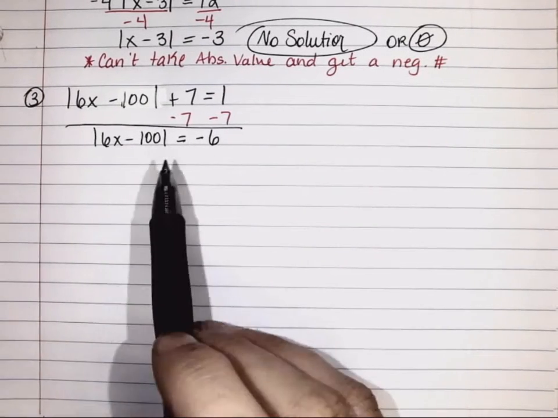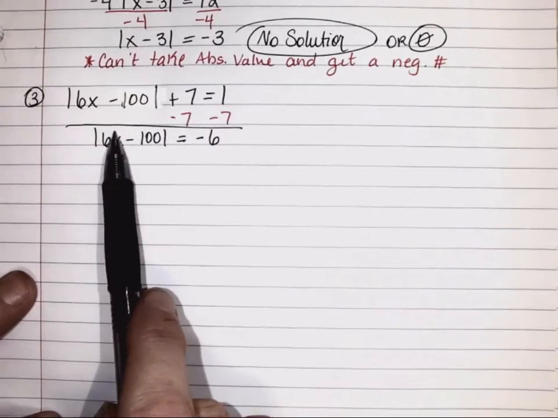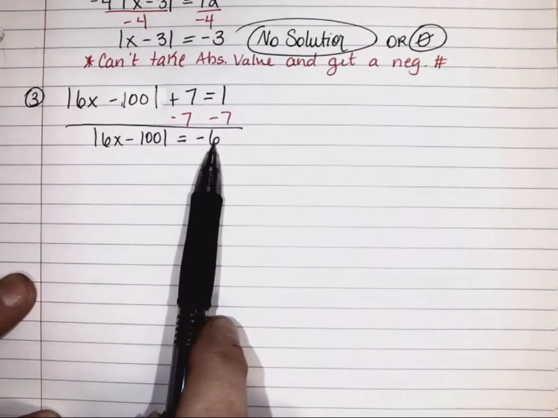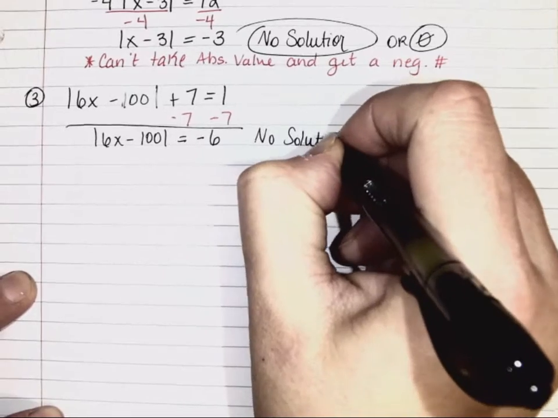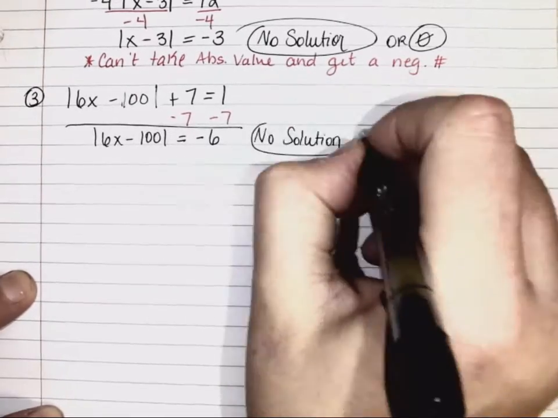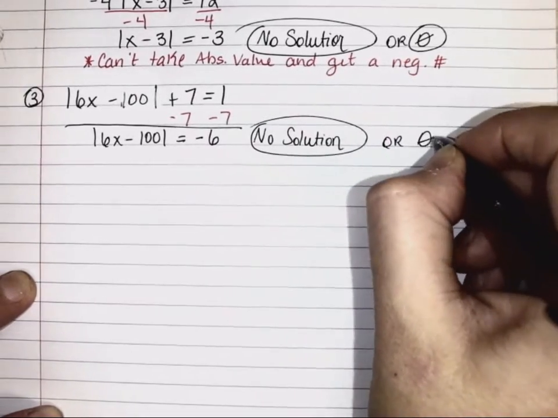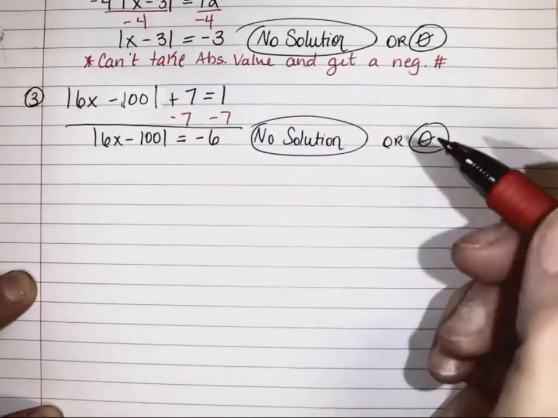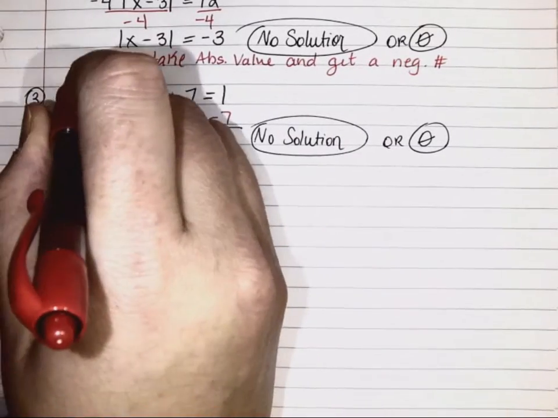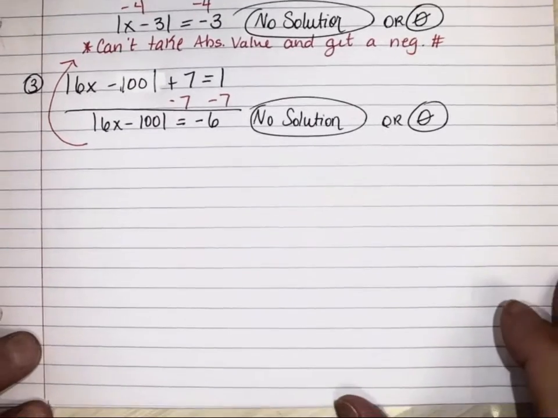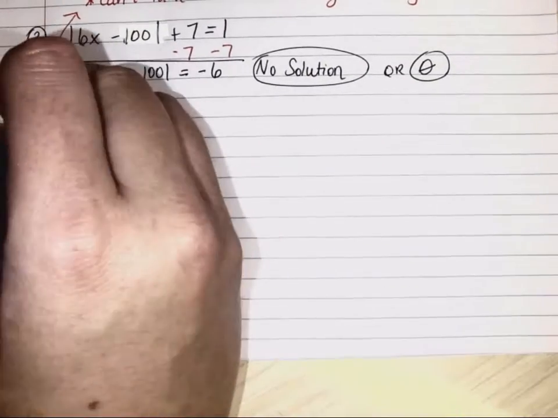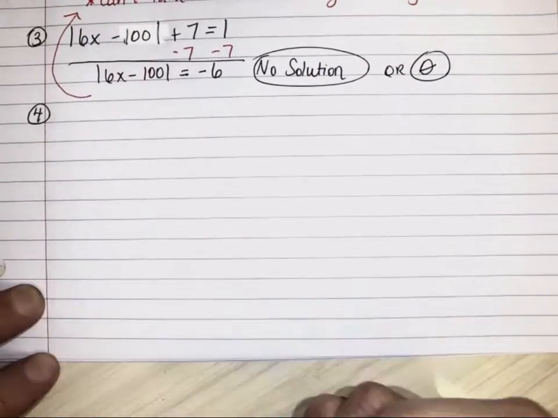And once again here, let's use common sense. They're saying the absolute value of all of this comes out to be a negative. So no solution, or the empty set, and the same reasoning applies. You can't take the absolute value and get a negative number. Number 4. You like those, don't you? You wish I would put all of those on the test.